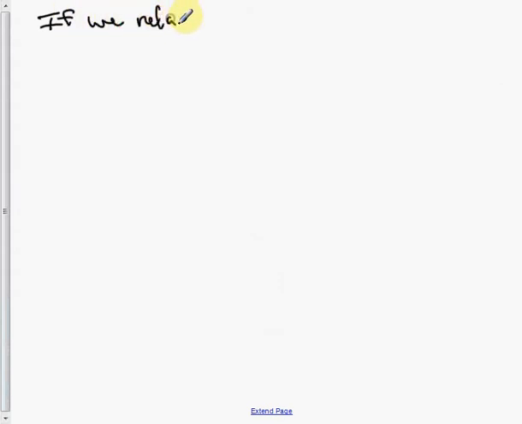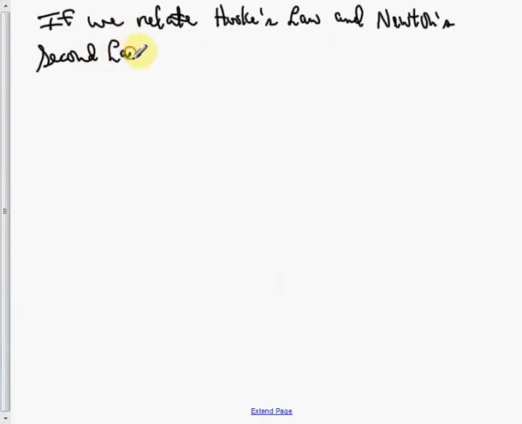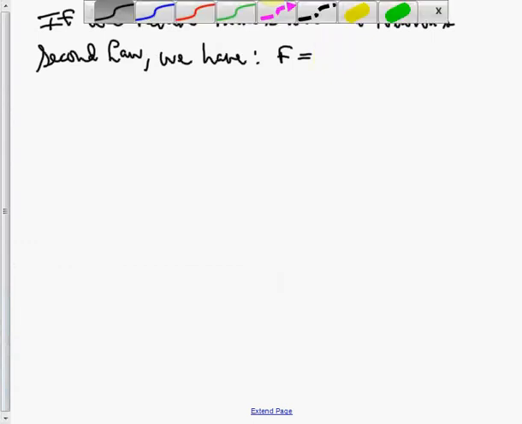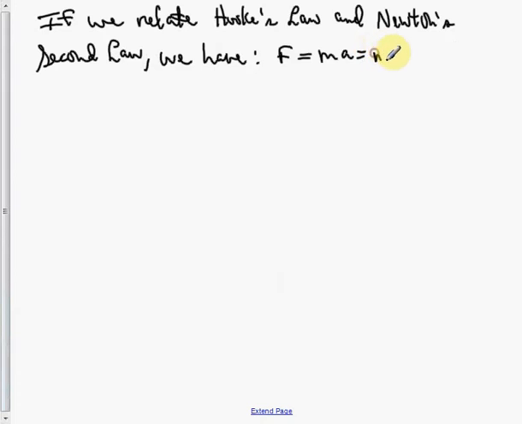If we relate Hooke's law and Newton's second law, we have here F is equal to ma, the mass times the second derivative of x with respect to time, and F is equal to negative k times x.